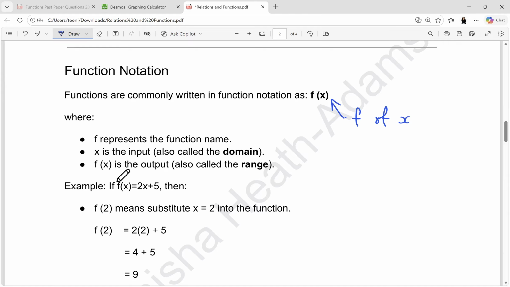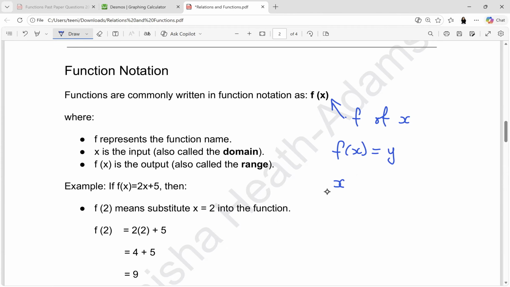So, for example, if f of x is equal to 2x plus 5, then f of 2 means to substitute x is equal to 2 into the function. So basically, f of x is equal to 2x plus 5 is the rule or the connection between the x and y values, right? So your f of x is really your y values. I could do it in a mapping diagram, or I could do it in a table of values as well.